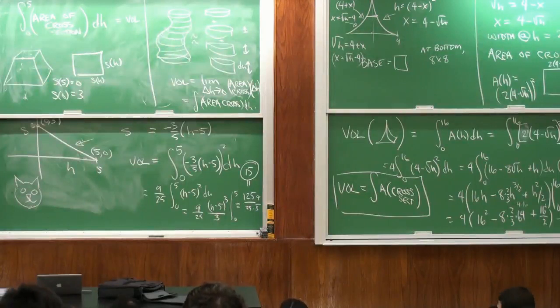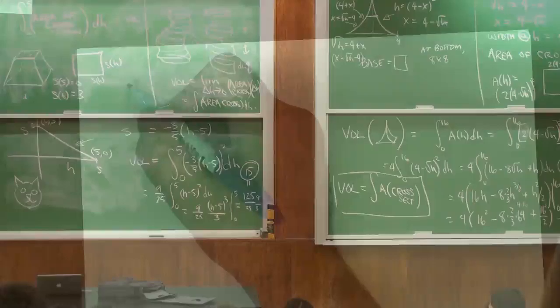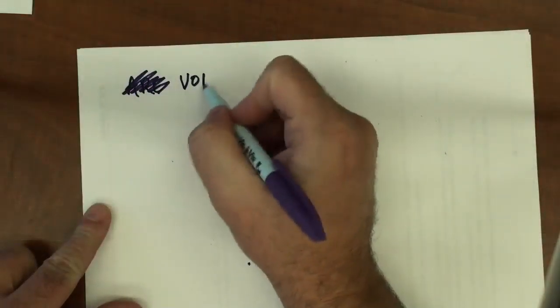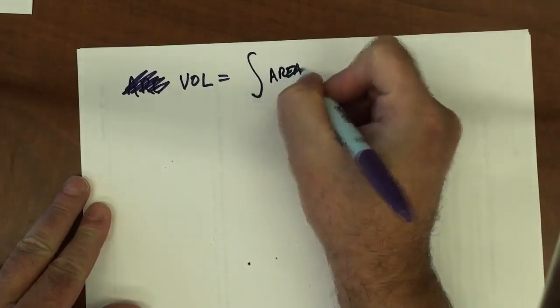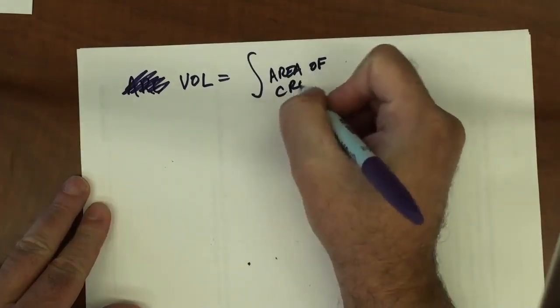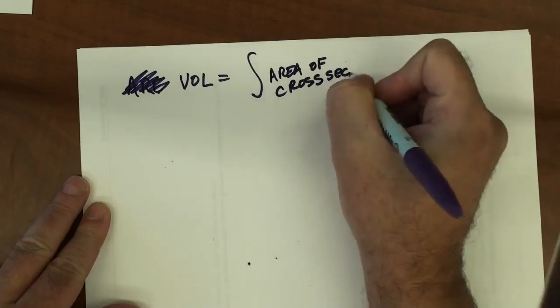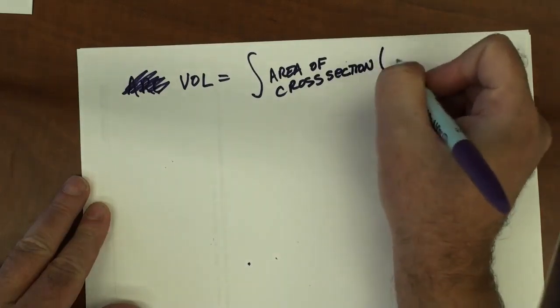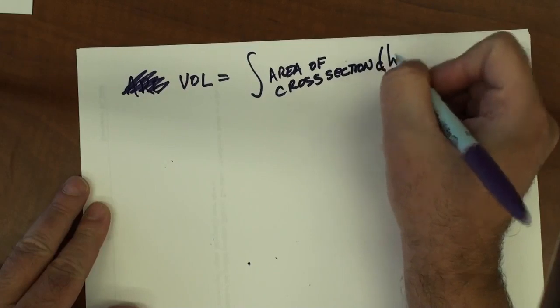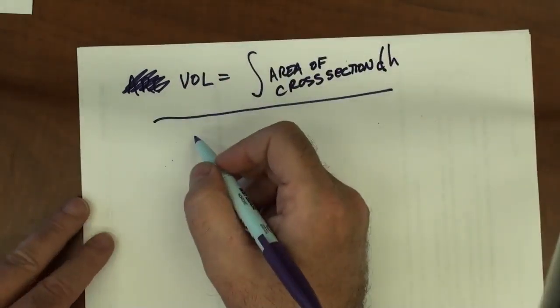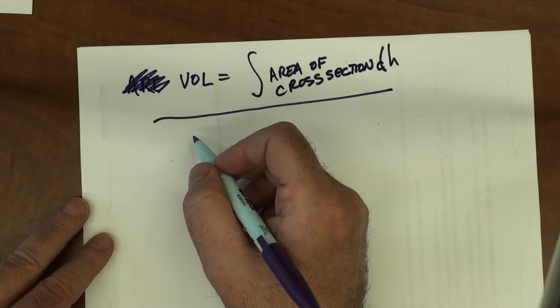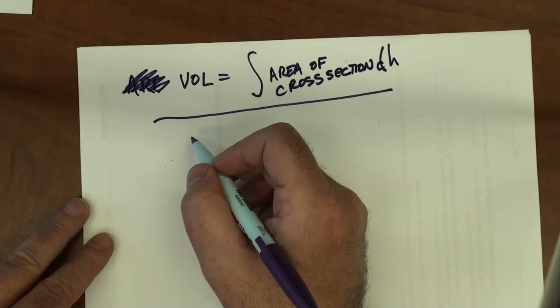Okay, so the general thing is that the volume is the integral of the area of the cross section. That's the thing to take away. You can figure out the cross section, and you're done. Now, often these are done in terms of, say, let's do it this way.